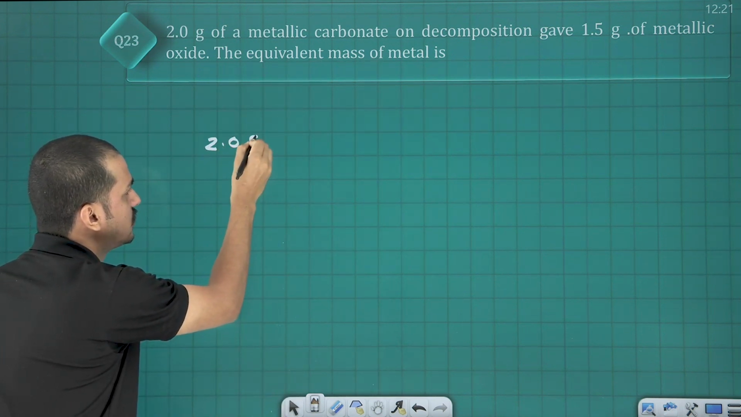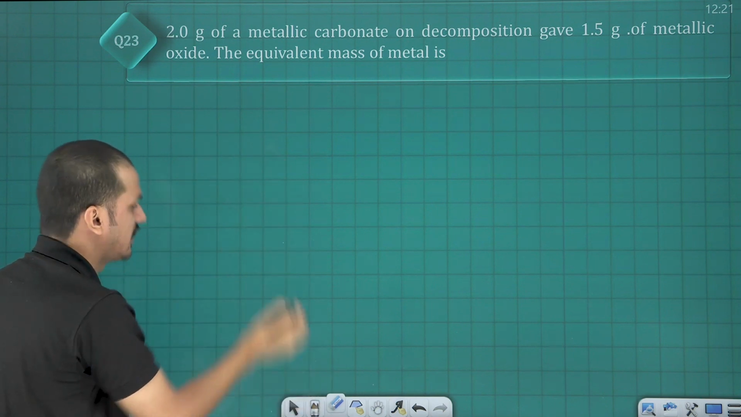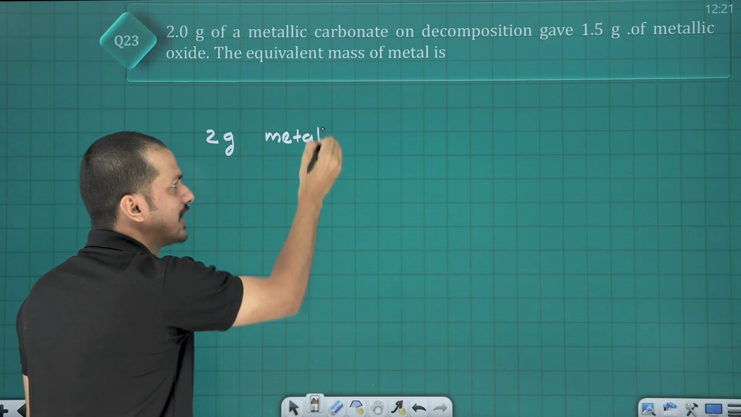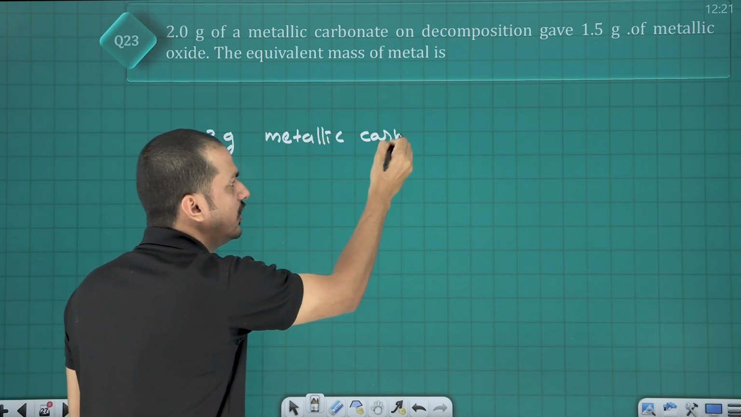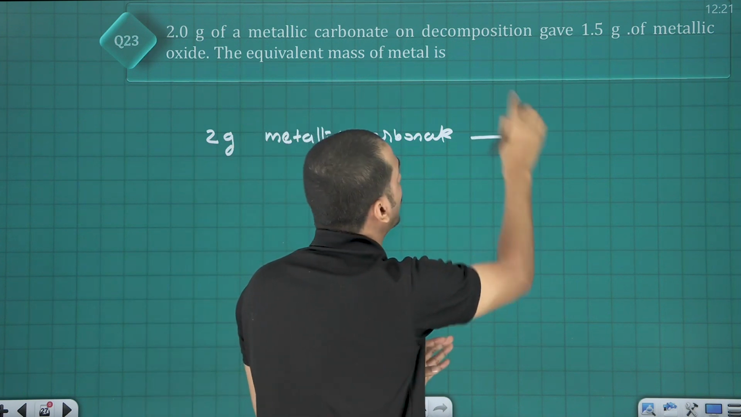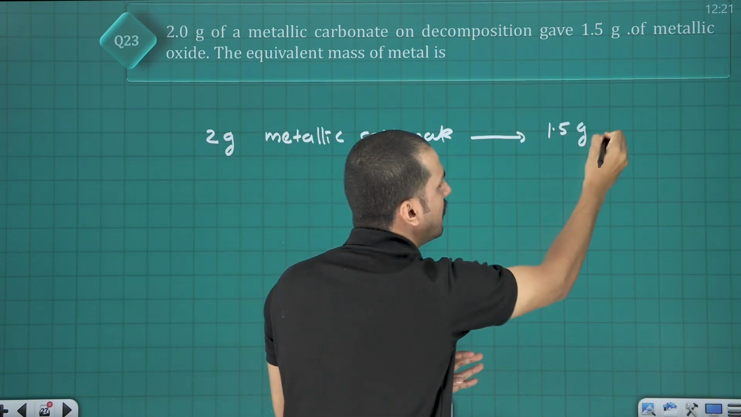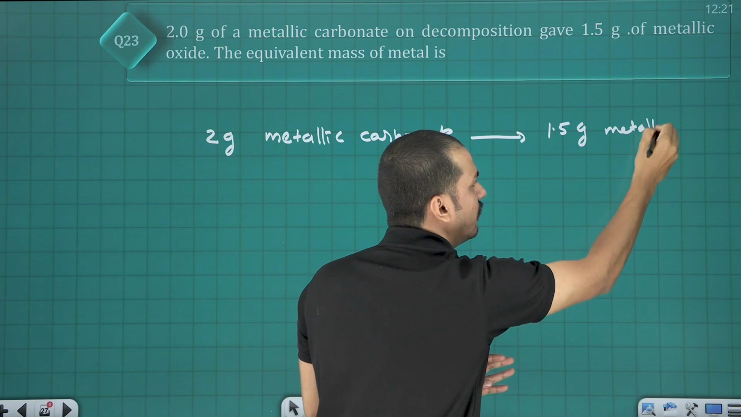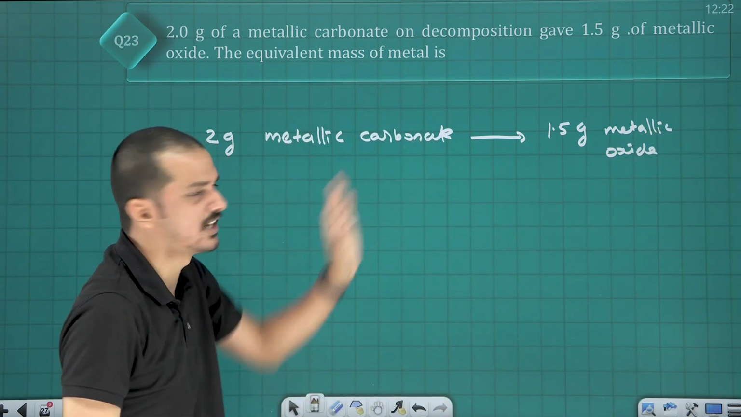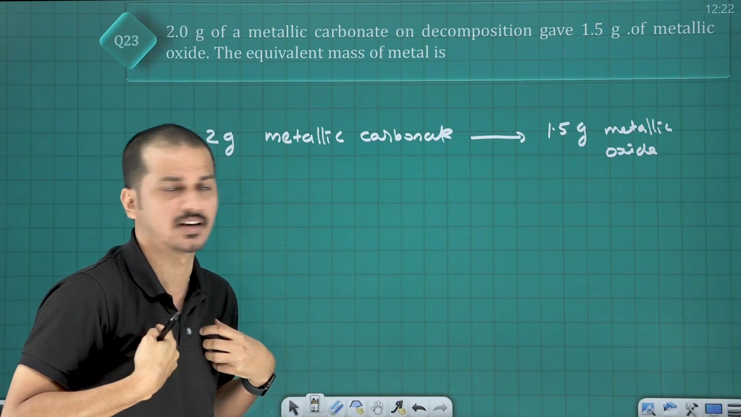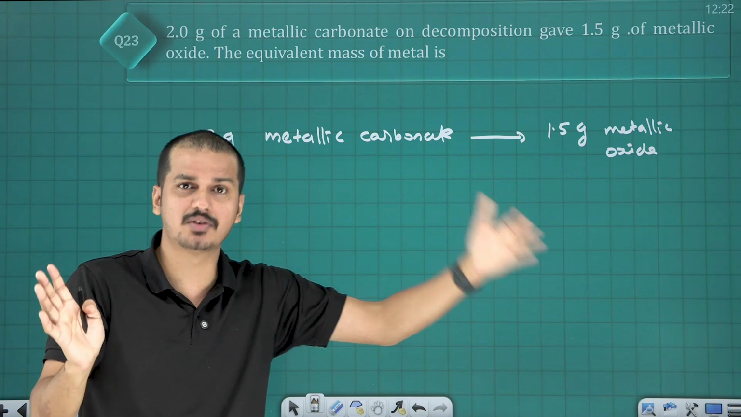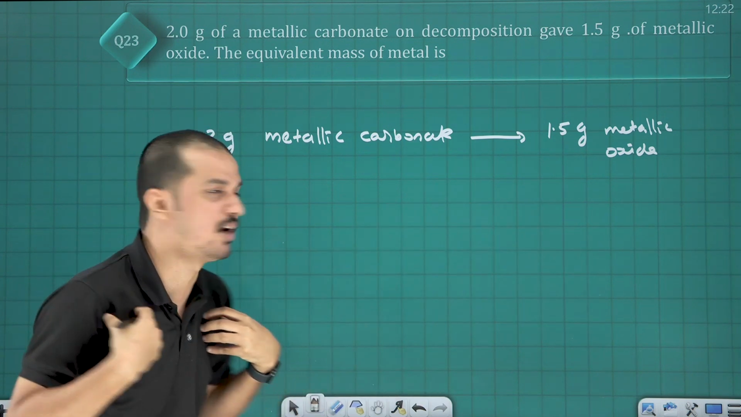2 gram of a metallic carbonate, on heating, they are giving 1.5 gram metallic oxide. We don't know which metal, no idea they have given, only this they have given. So how will we start this question? If some A gives some B, what's the idea, how to keep it in mind?